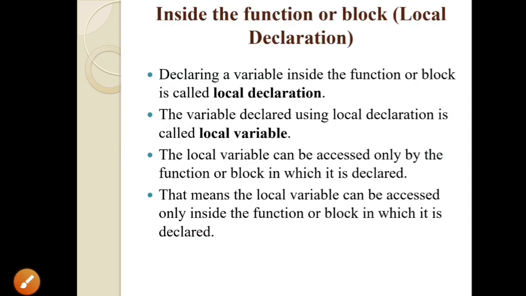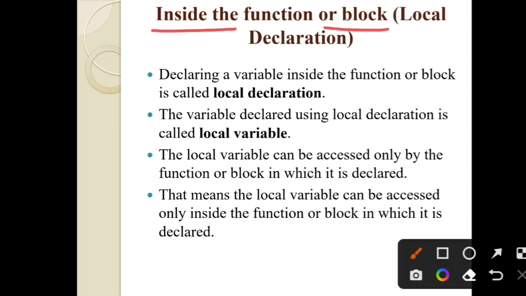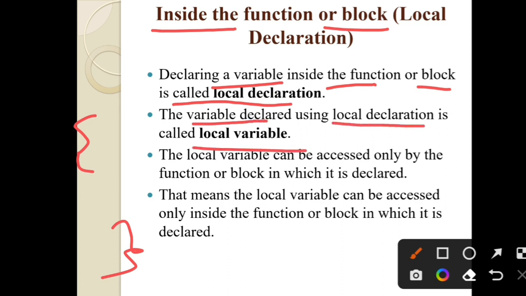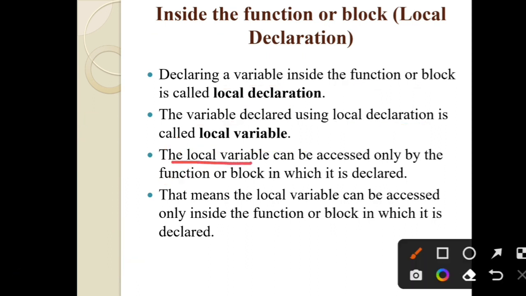The next one is local declarations. Inside a function or block is known as local declaration. Declaring a variable inside a function or block is called local declaration. The variable declared using local declaration is called a local variable. So when we declare variables like this, these variables are known as local variables. The local variable can be accessed only within the function or block.